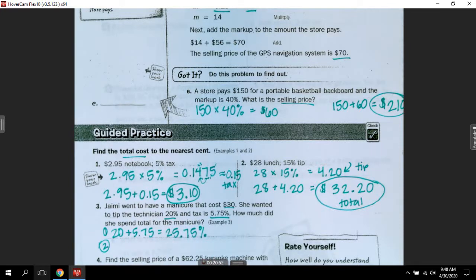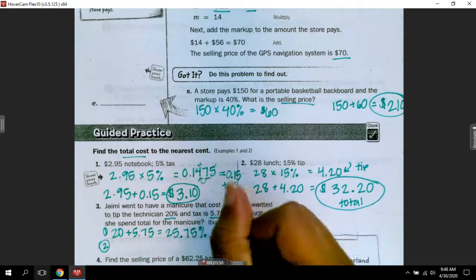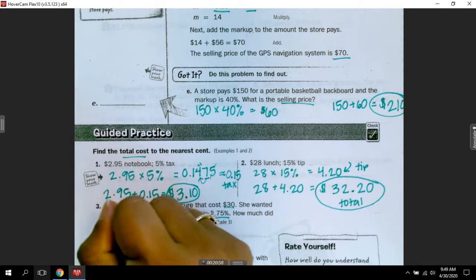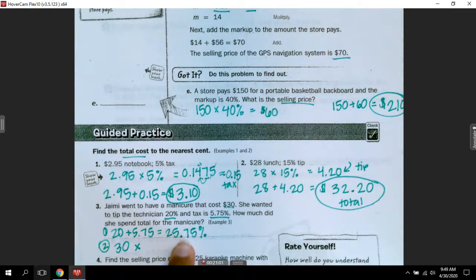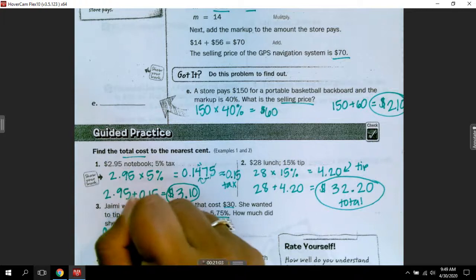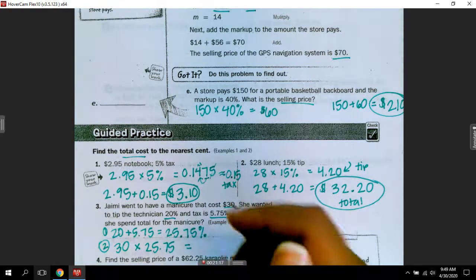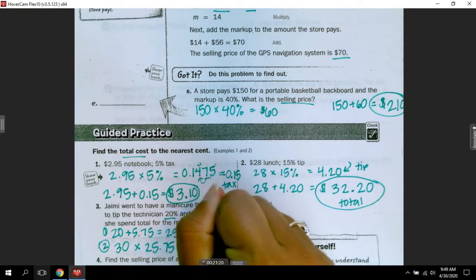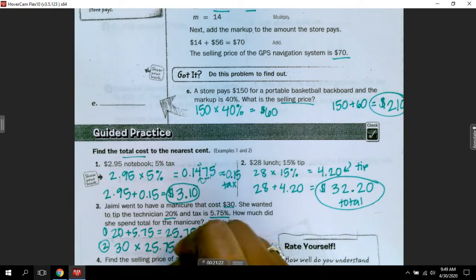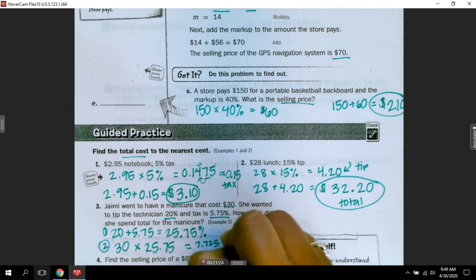So now you need to find, okay, how much extra am I actually paying? So the original cost is $30. Multiply that by your percent, your tax and your tip. So 25.75. And I believe that gives you, let's see, 30 times 25.75% gives you 7.725. So again, this would round to 7.73. Okay.